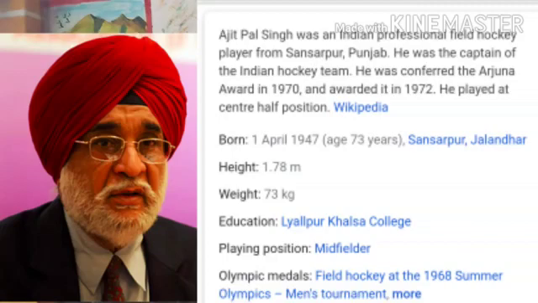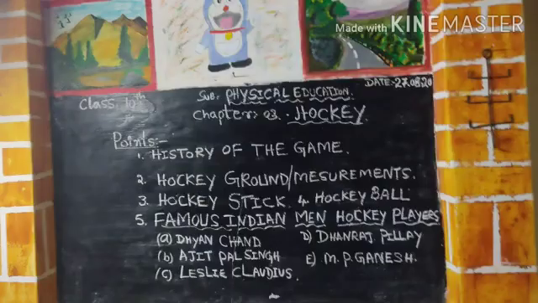Ajit's skillful play earned him a place in the Asian All-Star team in 1974. In 1971, at Barcelona World Cup, he won bronze. At the 1973 Amsterdam World Cup, he won a silver, and in 1974-75 at the Kuala Lumpur, in what is known as the Year of Indian Hockey, he captained the team to the World Cup gold, defeating Pakistan.